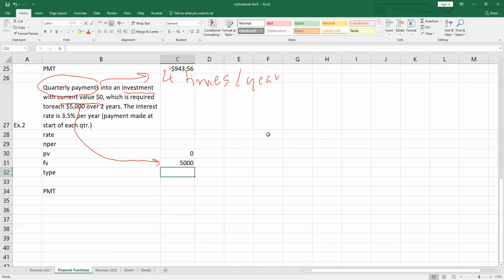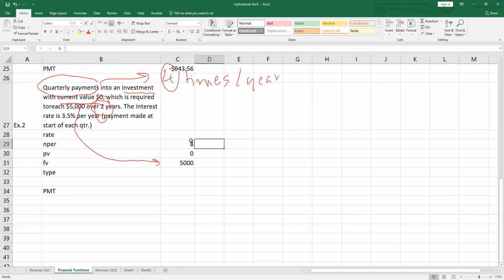Next, the 2 years tells us how many times you have to pay. You pay 4 times per year and you pay for 2 years. That means the nper, or number of periods, is 4 times per year times 2 years, so you pay 8 times altogether.